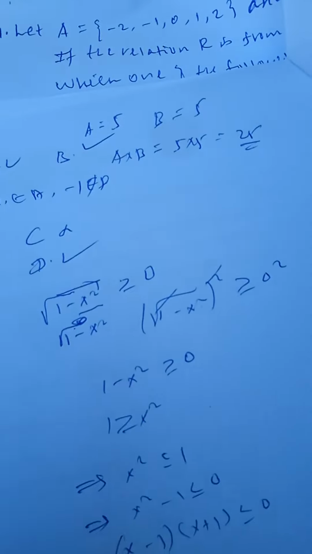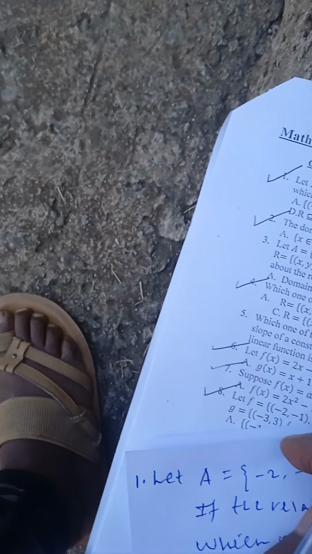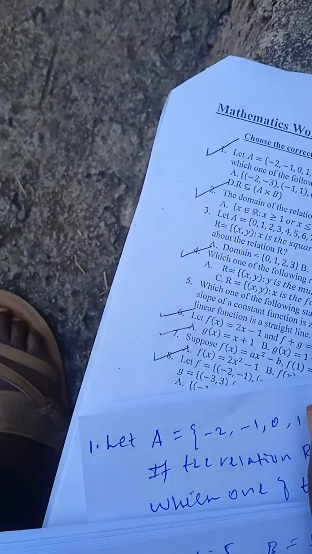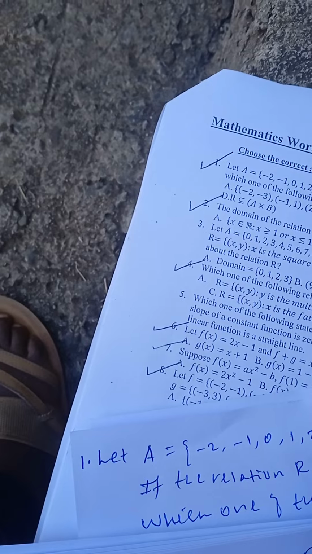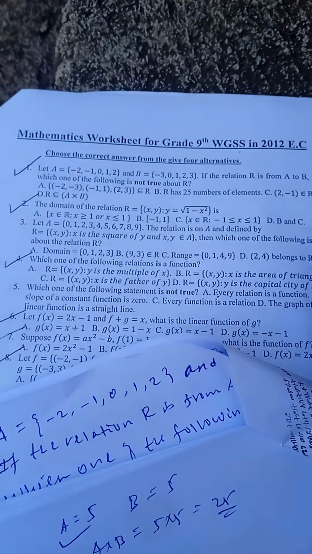Let's see the choices. Choice A, x greater than or equal to 1 or x less than or equal to 1. It is not the answer. B is correct. C, negative 1 less than, yes. D, B and C. The answer is D, B and C.